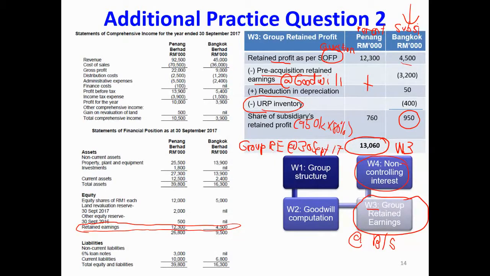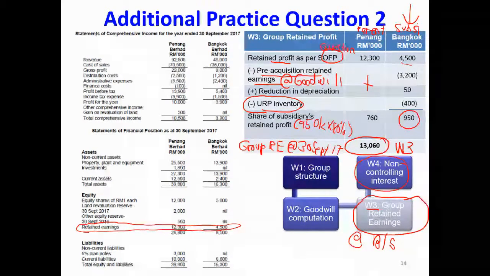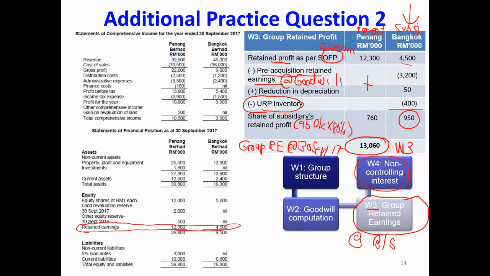The adjustments for retained earnings can usually be different. It doesn't mean that it has to be depreciation, unrealized profit and so on. It could be another type of adjustment. You have to read the question. See what adjustments the question has on the date of acquisition, then you have to adjust in your retained earnings. So always take note that any adjustment that will affect your retained earnings or will affect your profit, you have to adjust it into working number 3. Okay, students. Okay, let's move on to working number 4.